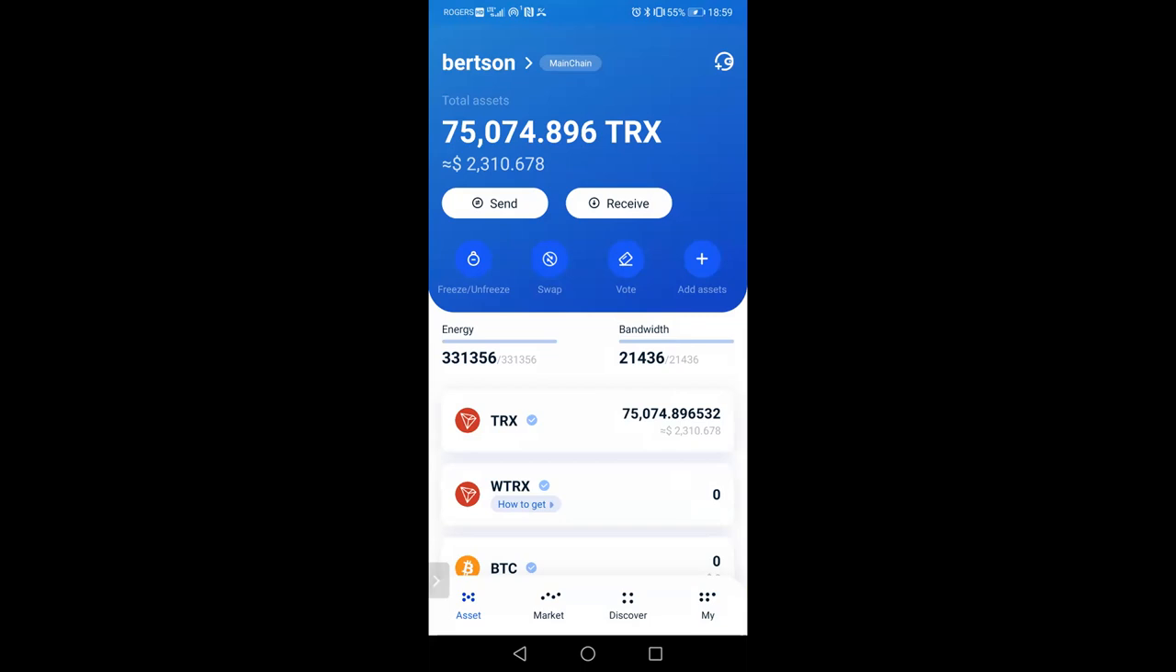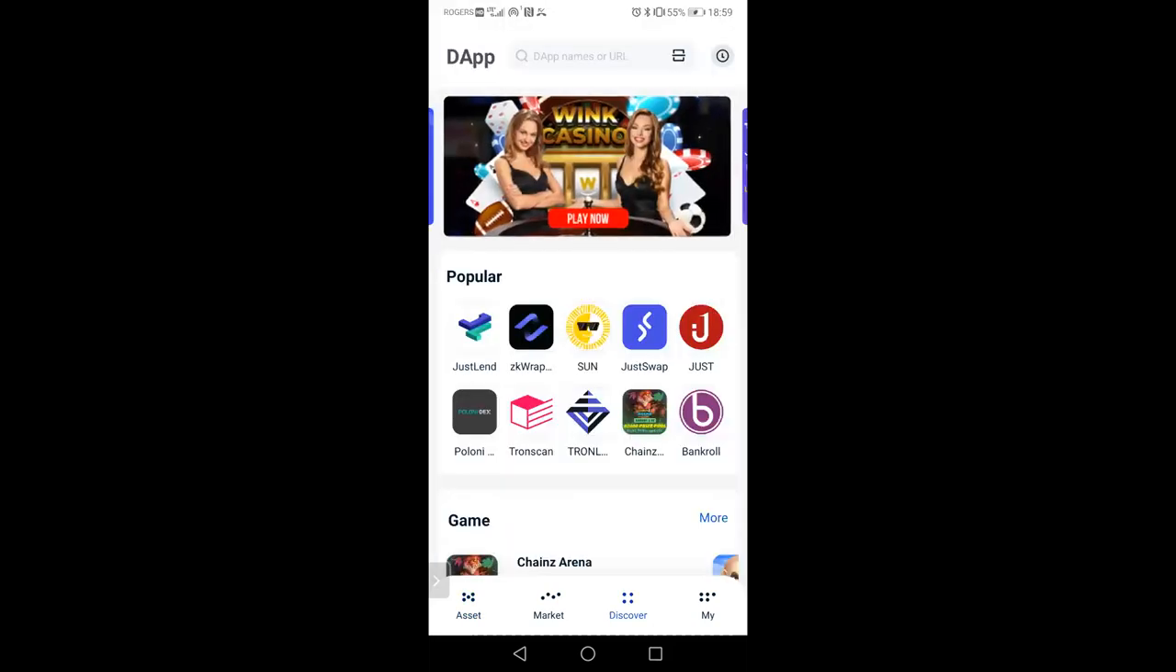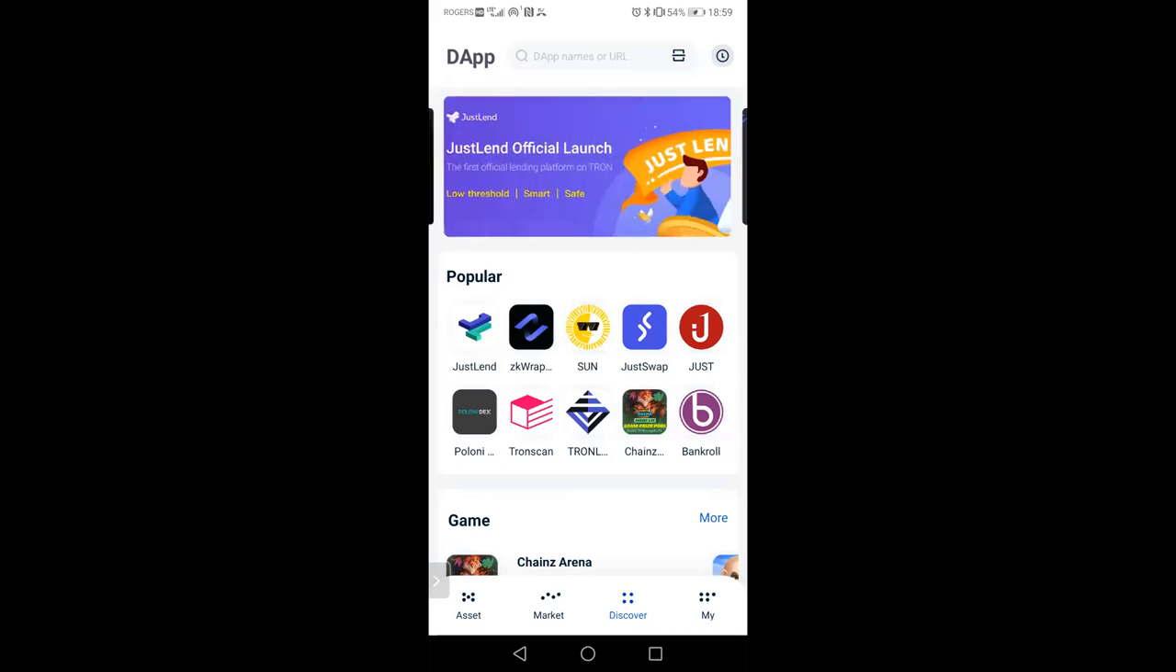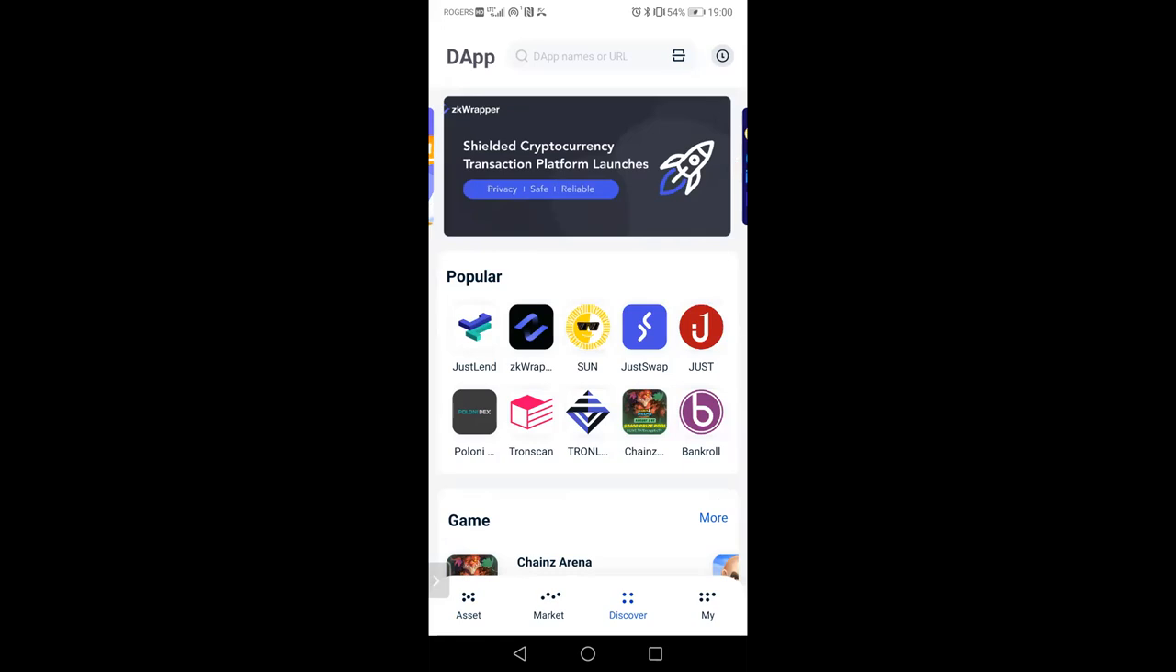Now let's go into DAISY. How do you go into DAISY? You go through TronLink, your wallet. If you look at the very bottom, you will see asset, market, and discover, and also my profile on the far right. You click on discover, and then you're basically opening the browser. This is an Android phone, so on an iPhone, it will be called browse instead of discover. Now you come on the top on the right of the app.